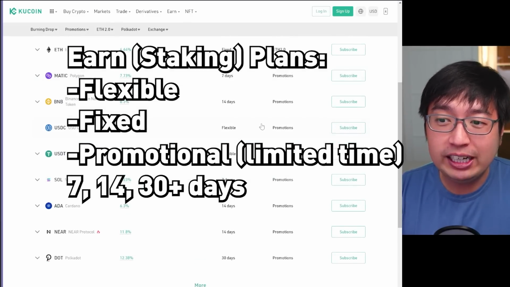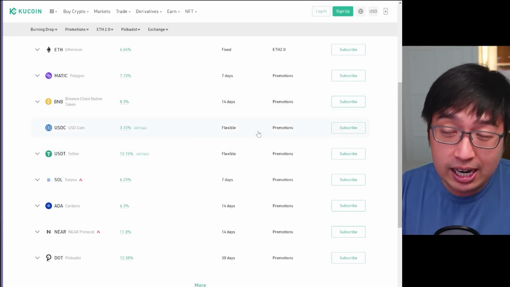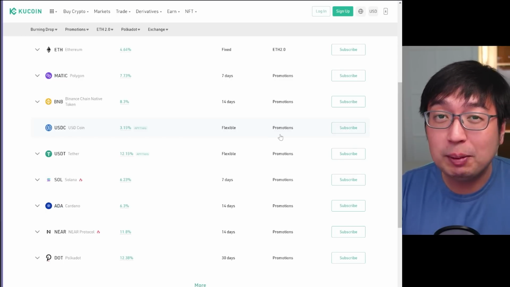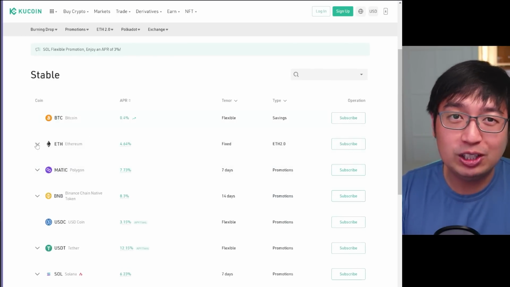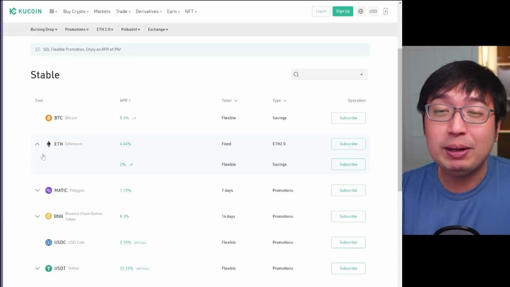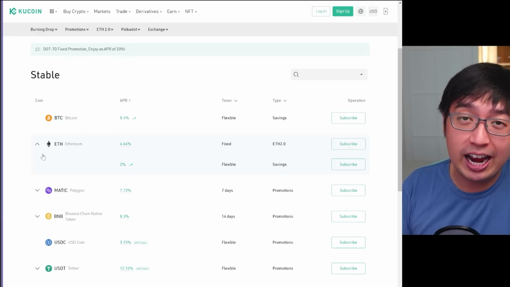Now 7, 14, 30, those are promotional rates. They are available for a limited time, and there is a certain limit to how many people can sign up. So if you are a long-term holder, you might be interested in a fixed plan. That means your coins will be locked up for a certain amount of time while earning the highest interest rate.